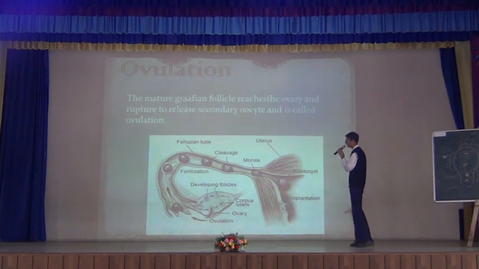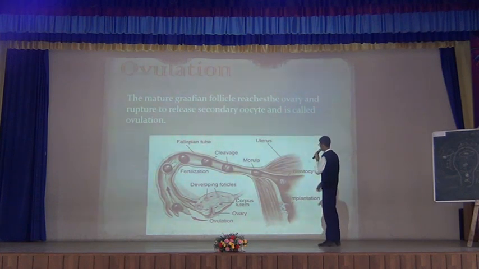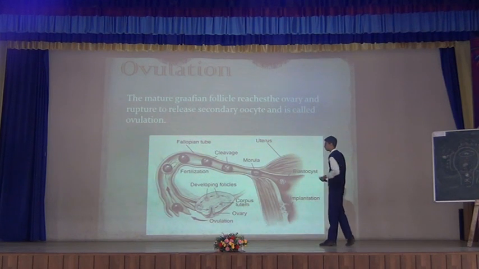Ovulation. A mature Graafian follicle reaches the surface of the ovary and ruptures it to release the ovum into the fallopian tubes. As you can see, this part is rupturing and the ovum is released inside the fallopian tubes.